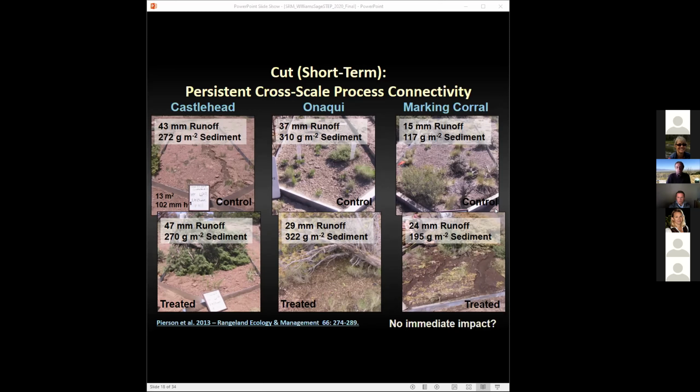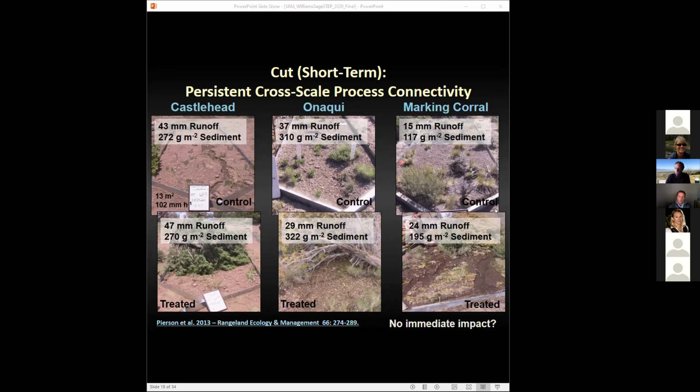There was really a negligible impact initially for the cut treatment, partly because it takes time for the cover to respond. We anticipated cutting trees and dropping them into the intercanopy might trap runoff and limit runoff and sediment transport, but that was not the case.